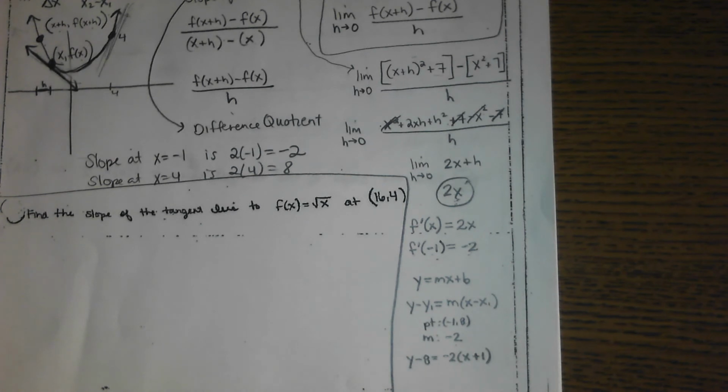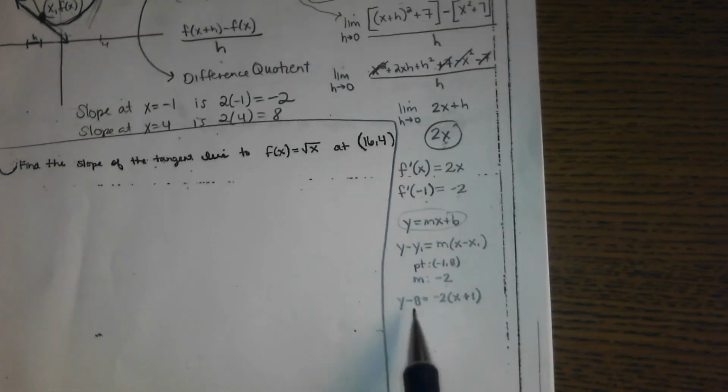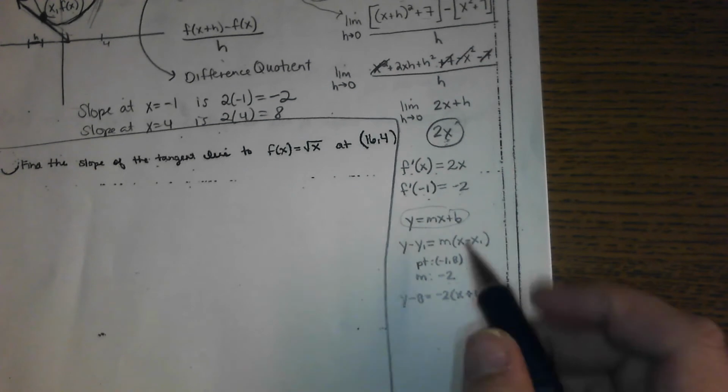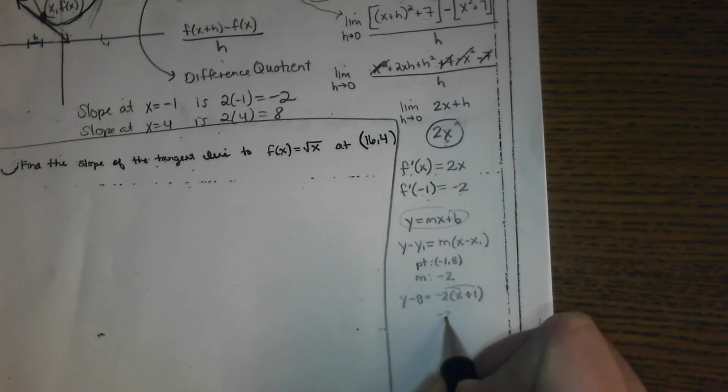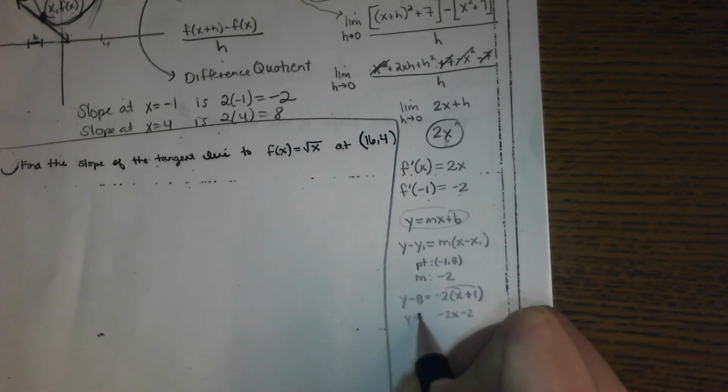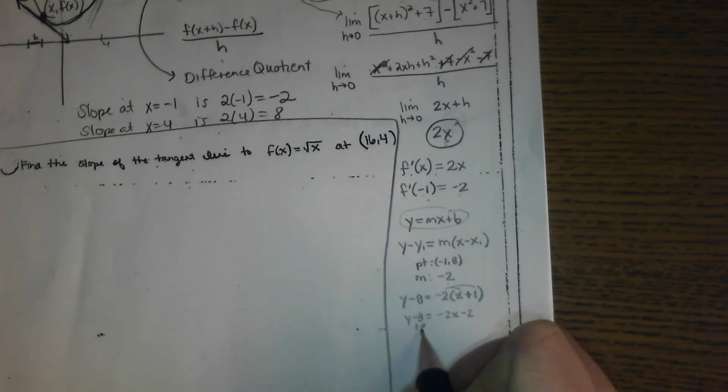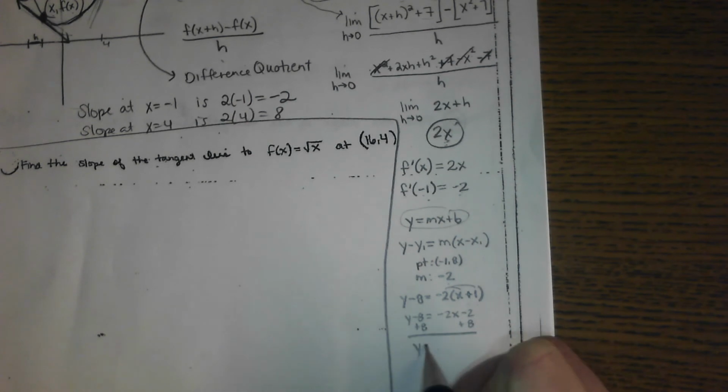So you can write an equation, Olivia, without the y-intercept. If they do ask for it in this format, I would still write it here first, and then I would just distribute my negative 2 and add 8 to both sides. So y equals negative 2x plus 6.